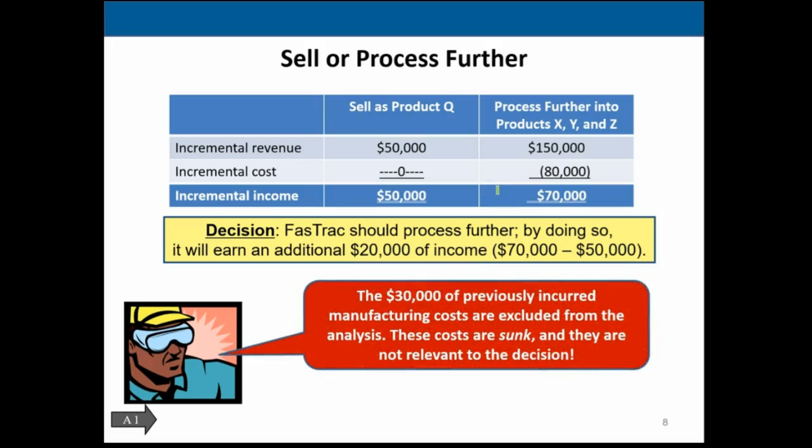Note that the 30,000 previously incurred costs are excluded from the analysis. These costs are sunk. So all the costs before the time at which we're making the decision are not relevant to the decision.